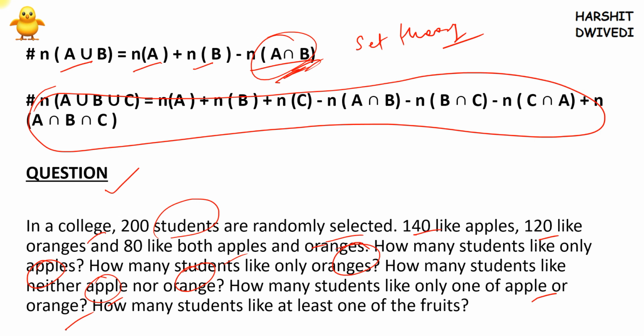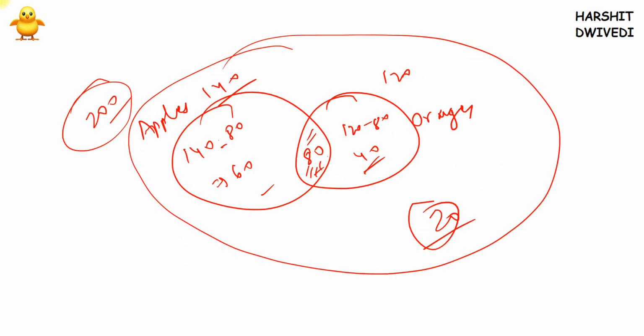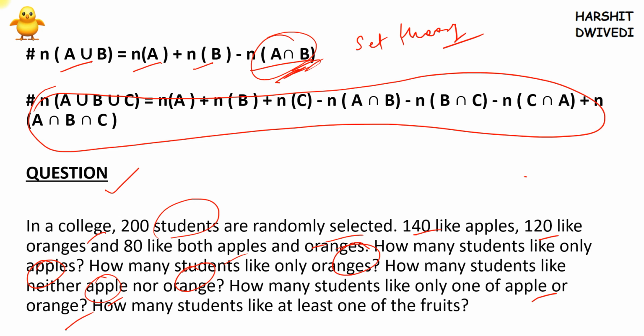The very first question is how many students like only apples? This is 60. How many students are liking only oranges? 40. How many students are liking neither apples nor oranges? It is 20, which I have already proved. That is, you are remaining the 60 plus 80 plus 40, 180 from the total 200. So there are 20 who are liking neither of them.